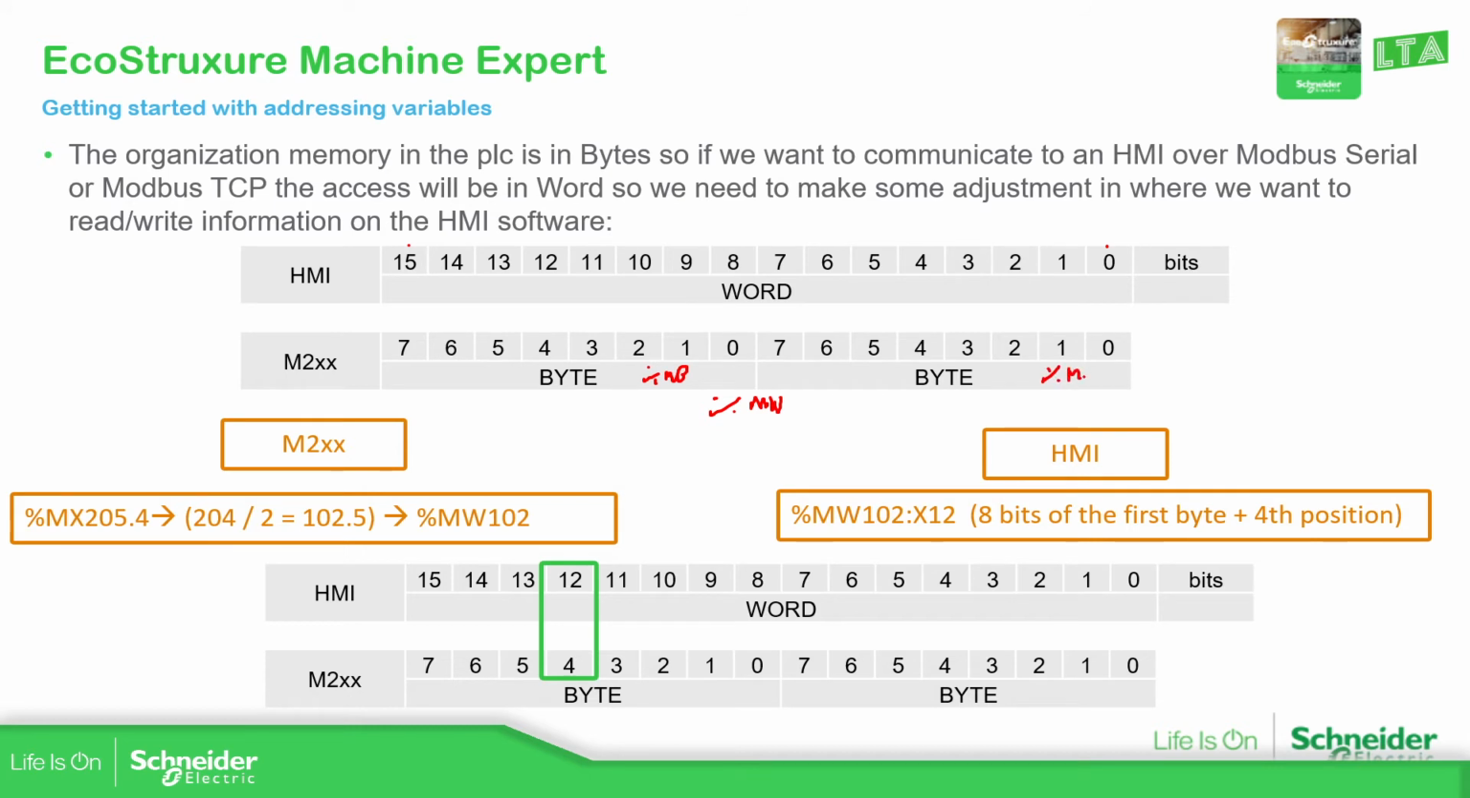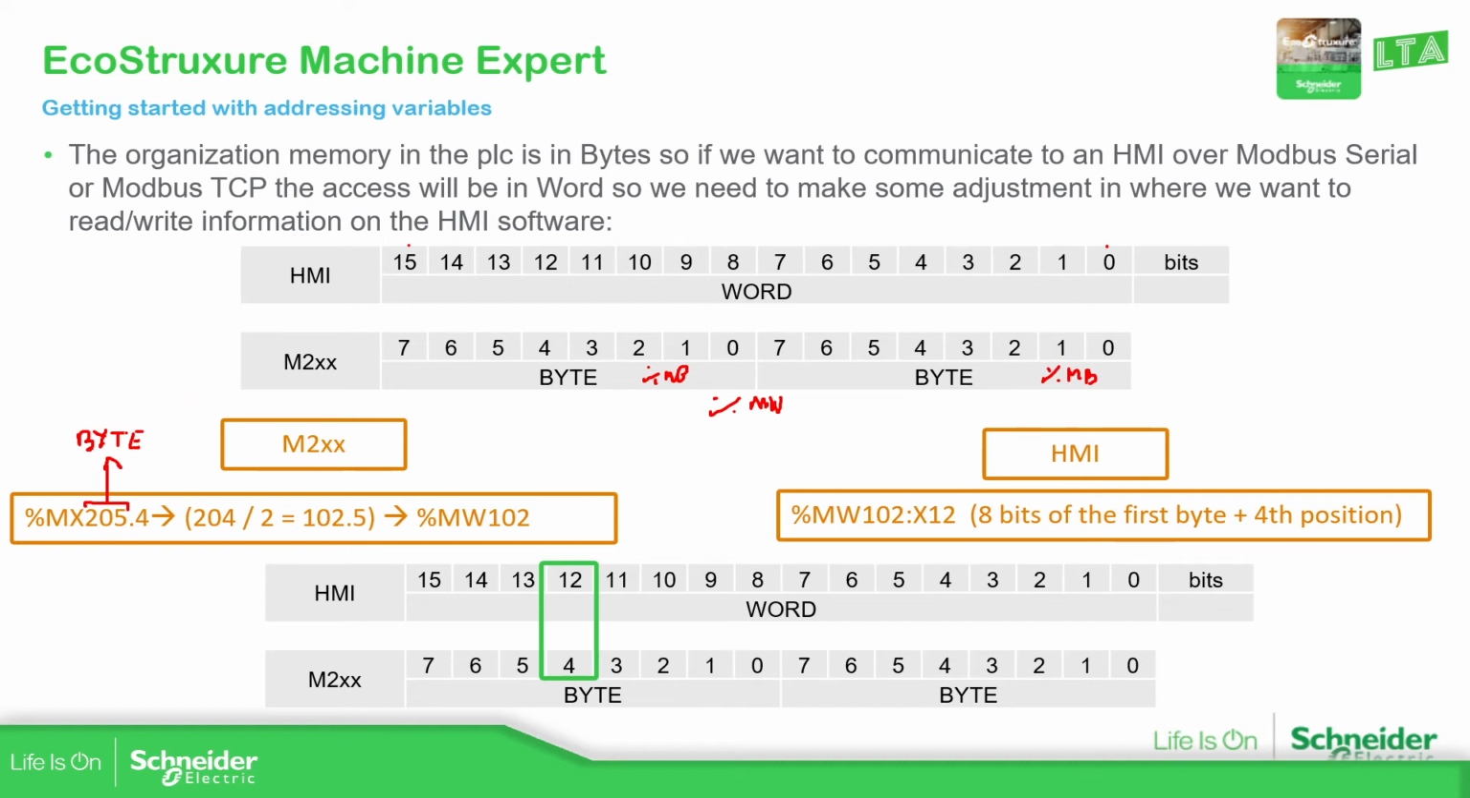I need to work on the drawing, percentage MB. Okay, so this is what I meant. For example, in this case, I have this variable, percentage MX205.4. This part is the byte.